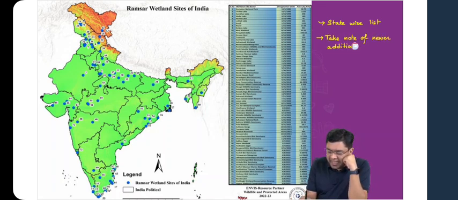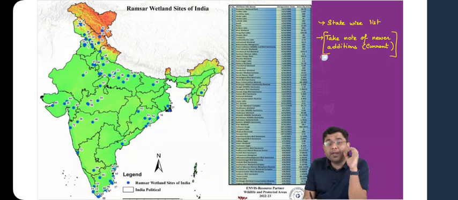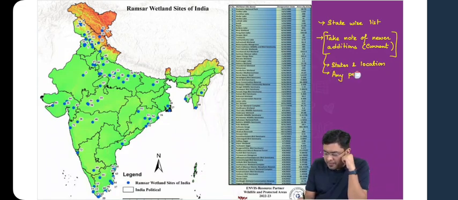And once you have noticed that, what is it that you have to note? Let's say in a particular year, 5 new sites have been added, in whichever year you are giving the examination. So what to look into? The states where they have been added, which is the location. Then after that, any peculiar event or species found in the region.